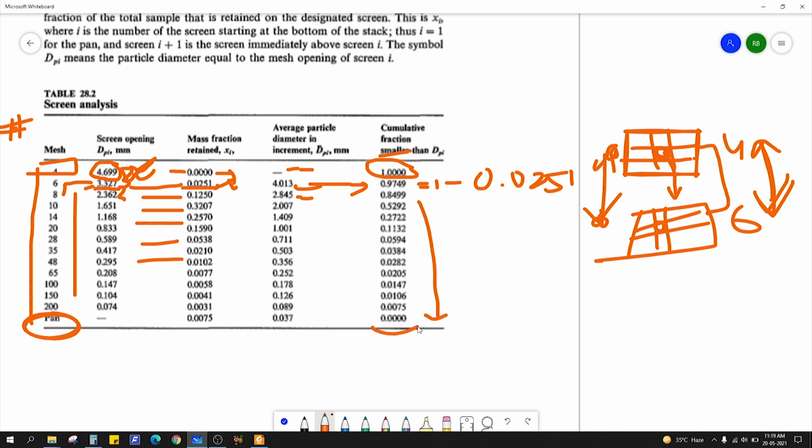And lastly, you will get 0, because all the particles are collected on the pan. There is no particle which passes through the pan. Okay. Now, if you plot this data, you get something like this.